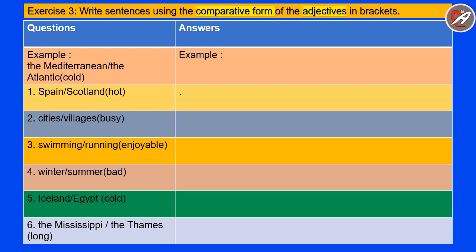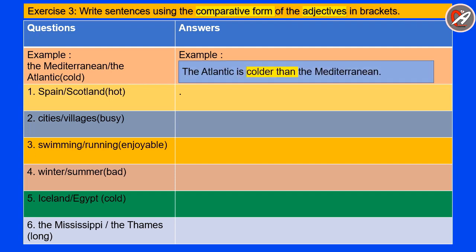Let's try this exercise 3. Write sentences using the comparative form of the adjectives in brackets. Question: the Mediterranean / the Atlantic, and the adjective in the bracket is cold. So what is your answer? The Atlantic is colder than the Mediterranean. So the comparative form is colder than.